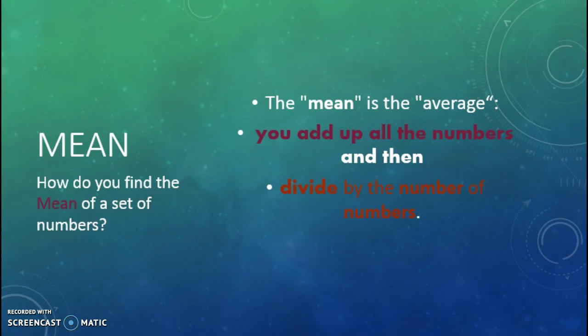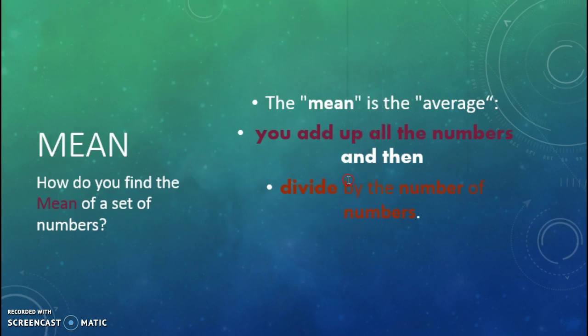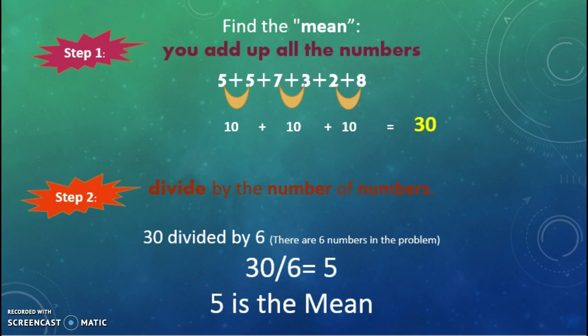Good morning. I'm going to talk to you and teach you how to find the mean of a list of numbers. The mean is the average of a list of numbers. So you add up all your numbers and then divide that total by the number of numbers. Let me show you how this works.